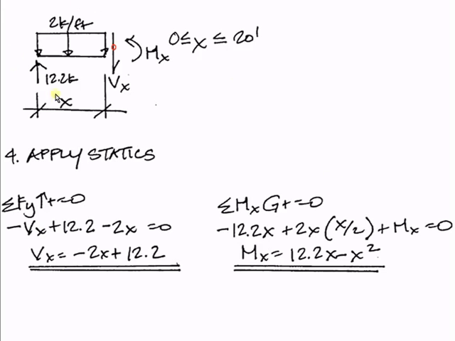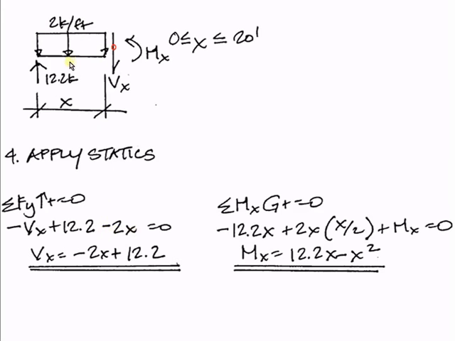Okay, so now we have this same figure. We're going to apply statics to it to solve for V of x and M of x. Okay, so summing our forces in the y direction, we're choosing up to be positive. We're going to set that equal to 0. Okay, so we have minus Vx, because Vx is pointing down, opposite to our sign convention, plus 12.2 kips, that's our reaction here, which is shown acting up. And then we have minus 2, it's minus because the uniform load is acting in the down direction.